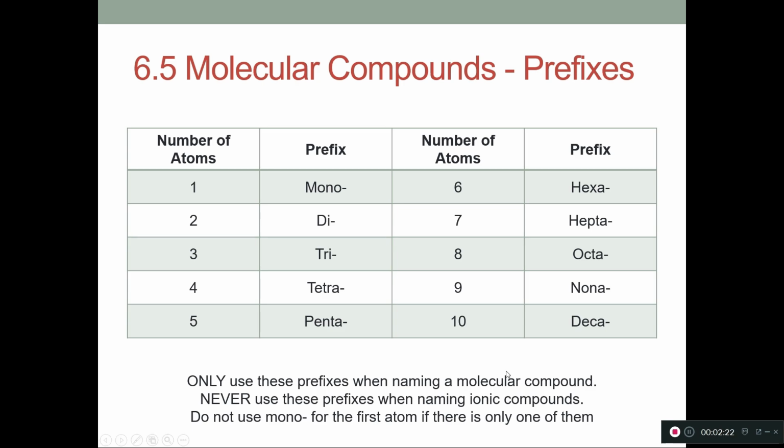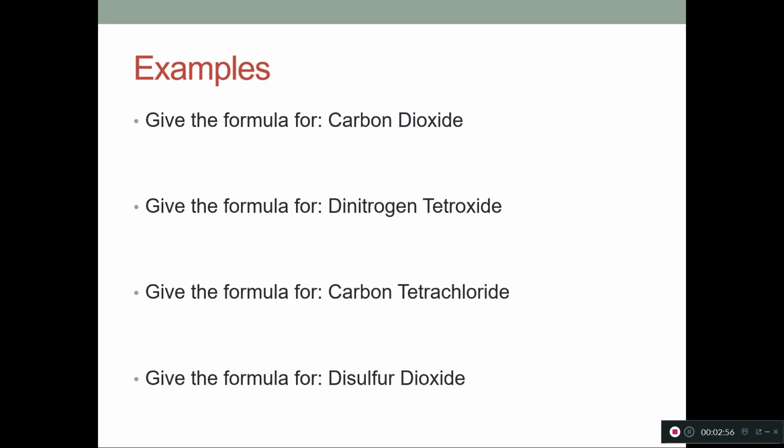But remember that we only use these prefixes when naming molecular compounds, so we do not use these for ionic compounds. And also the mono prefix will not come before the atom if it's the first atom in our formula. So you would not use the mono if you have just, say, a single carbon as the first atom in our chemical formula. So let's go through a few examples for these.